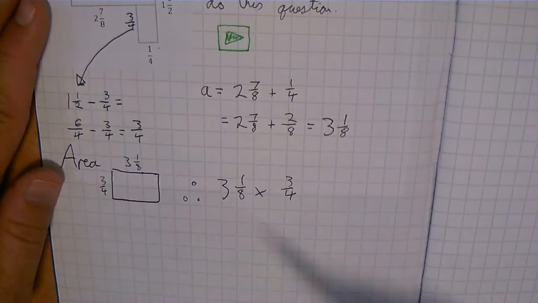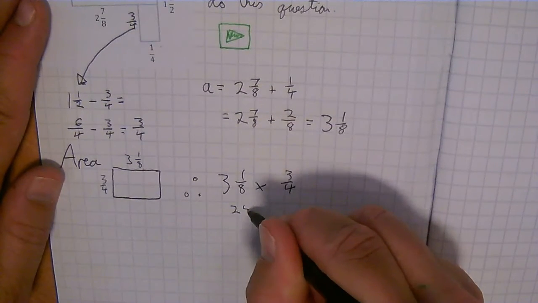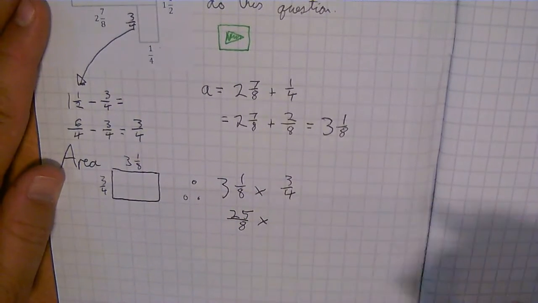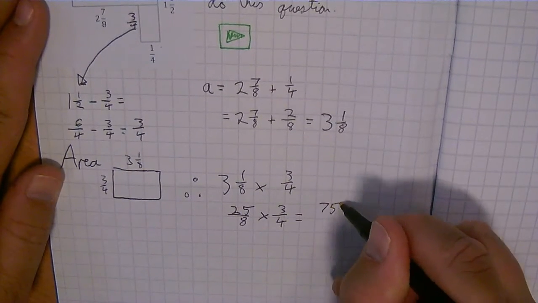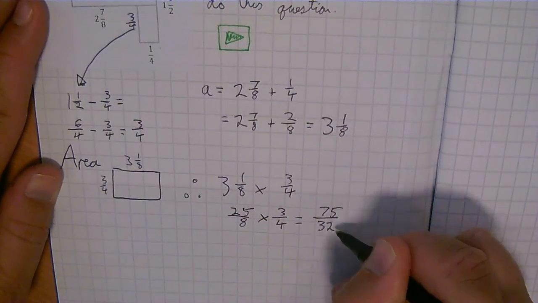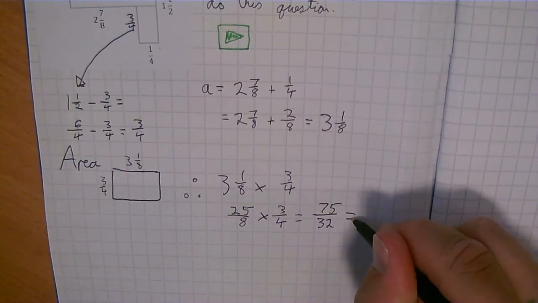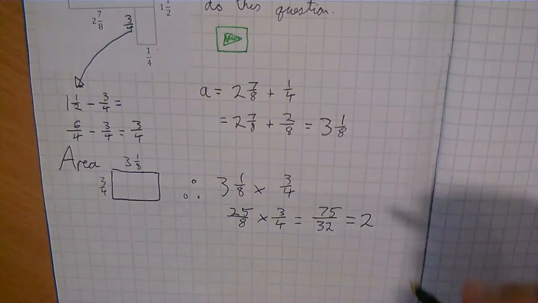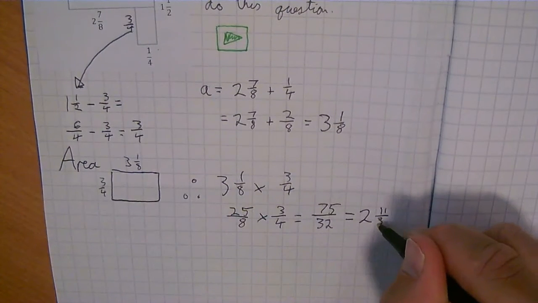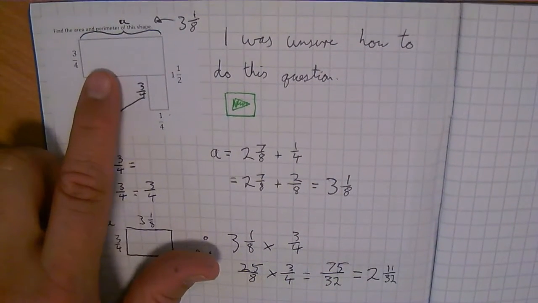improper fractions. So how many eighths have I got in total here? I've got 8, 16, 24. I've got 25 eighths. I'm going to times that by 3/4. So that gives me 75 over 32. Right, 75 over 32 is the same as how many goes in there? 2 wholes. That's 64. Plus I've got 11 32s. And that's as far as I can go, I can't simplify that. So that's the correct area for that larger rectangle.